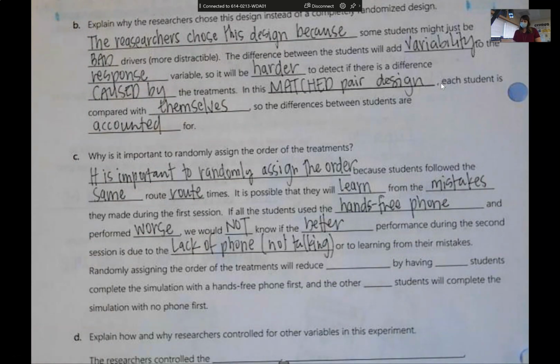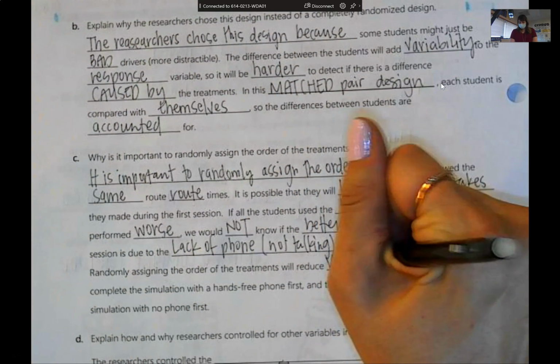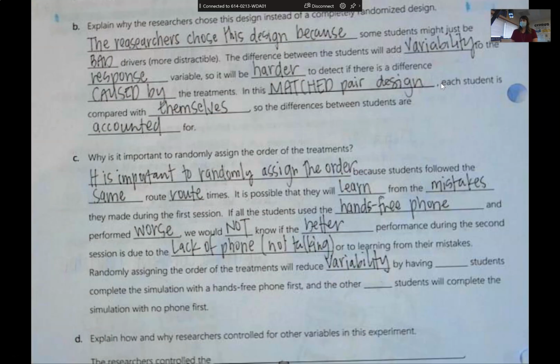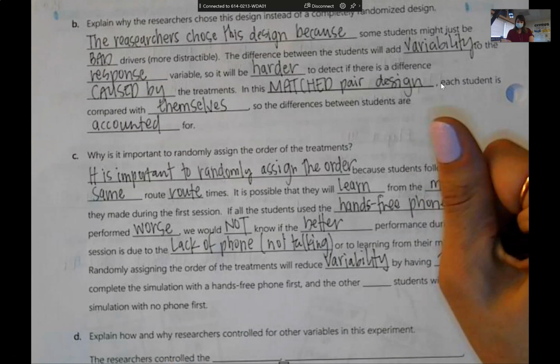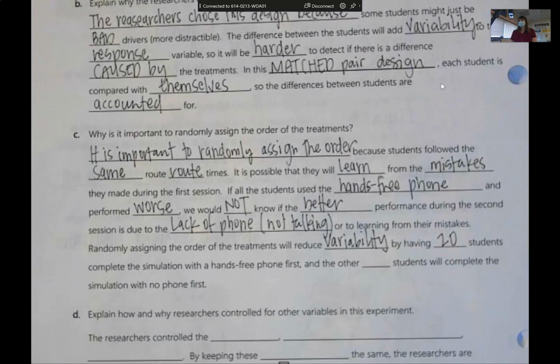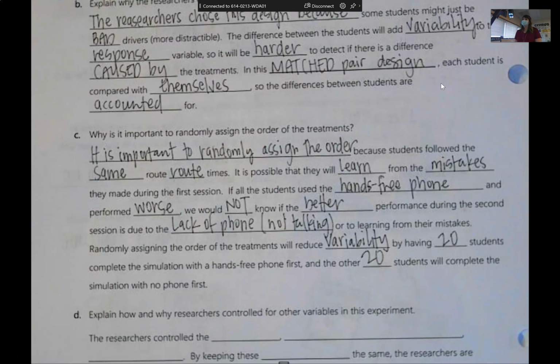Randomly assigning the order of the treatments will reduce this variability. The variability is decreased because you'll have 20 students do hands-free first. So 20 students will talk first, and the other 20 students will just drive first. So randomizing, making it so that half of them do one treatment first and the other half do the other treatment first, helps make up for the fact that everybody's second score is probably going to be slightly better.